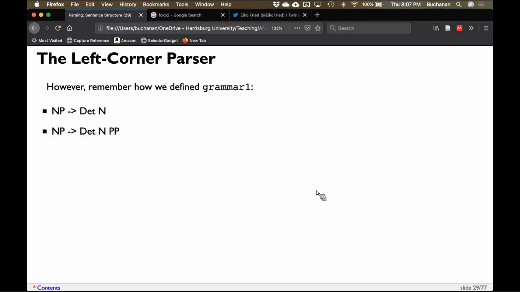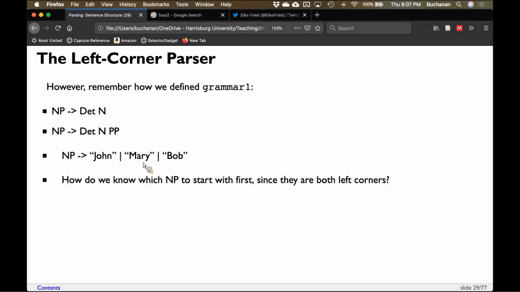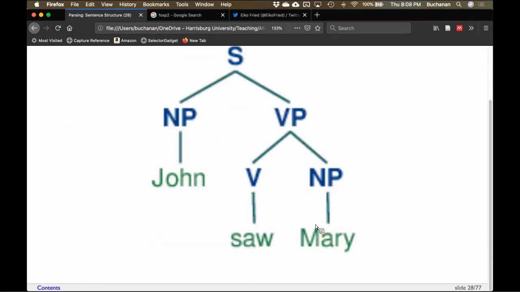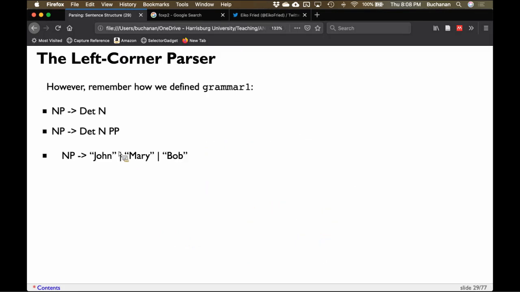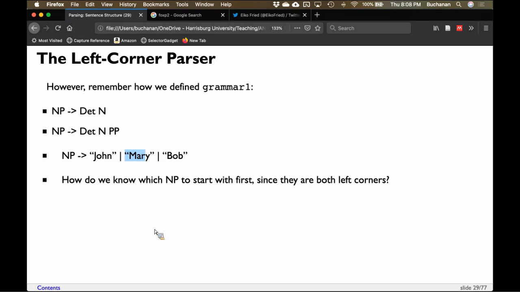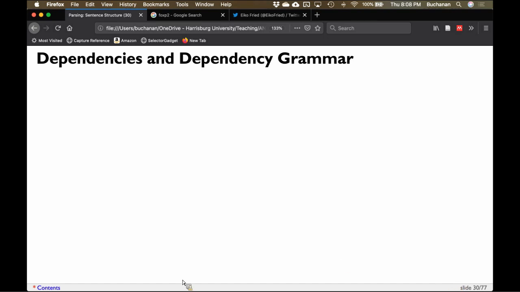So remember how we're defining grammar one. We have a noun phrase that is defined as either a determiner and a noun, or a determiner, a noun, and a preposition, or John, Mary, Bob. And what a left corner parser does is it finds the left corners. So a left corner here could be the determiner, or it could be John, Mary, Bob. And then the problem becomes with a left corner parser, how do we know which left corner is the right left corner? Meaning, John and Mary are technically both left corners here. So which one should we start with? They both end up being left corners, but they may not be.